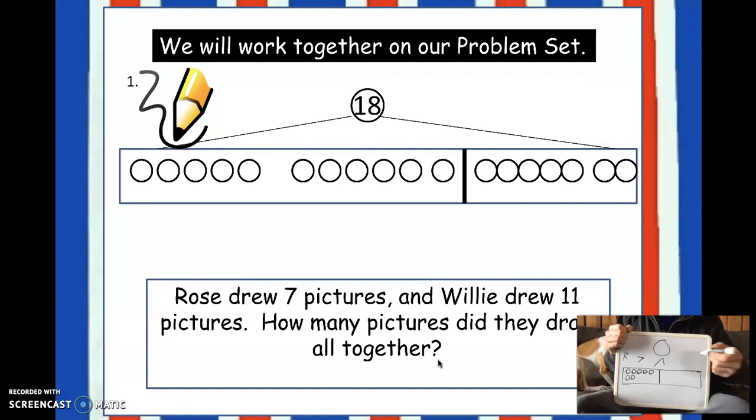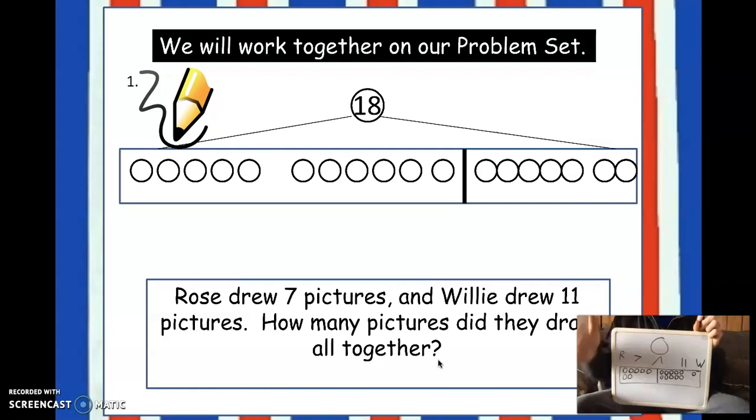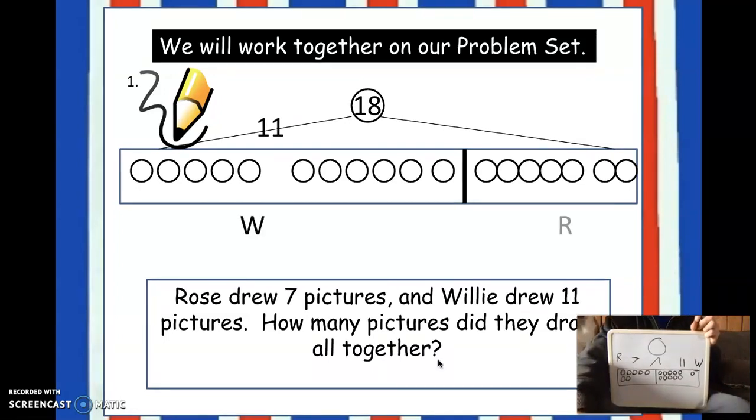And it says Willie, so this is Willie's side. Willie drew 11. So I got to draw all those 11 now. All right? So we have 1, 2, 3, 4, 5, 6, 7, 8, 9, 10. Full 10 frame. And my 11 is going over here. All right, so I have Rose drew 7, Willie drew 11. That is what my tape diagram is showing right now, and that's what it's showing on the screen on the slideshow as well.